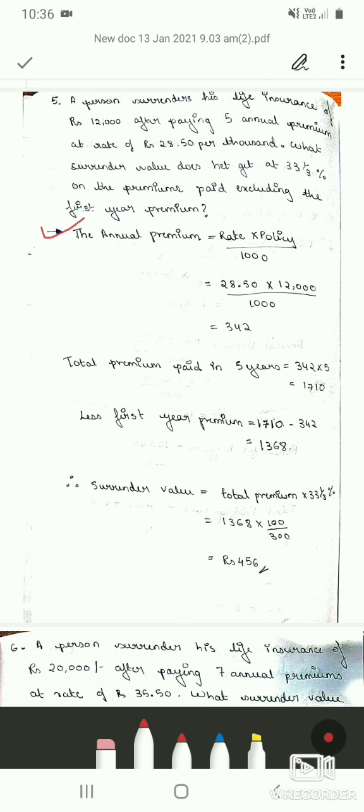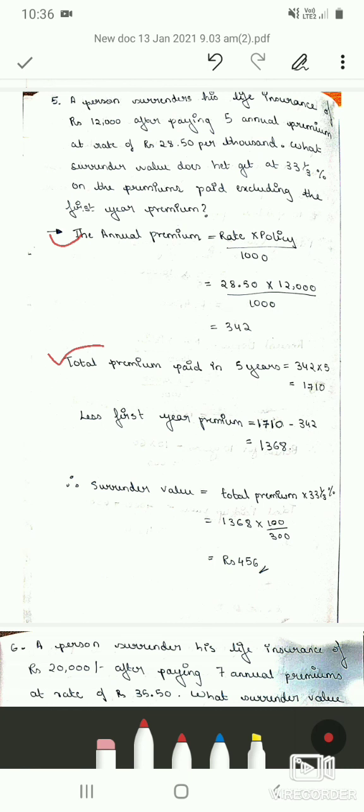So first let us calculate the annual premium, which is rate into policy amount by 1000. So here we are taking in the denominator as 1000 because they have given per thousand. So the rate is calculated for 1000. So the annual premium would be, here the rate is 28.50 and the policy amount is 12,000. Therefore the annual premium is 28.50 into 12,000 by 1000, which is rupees 342.